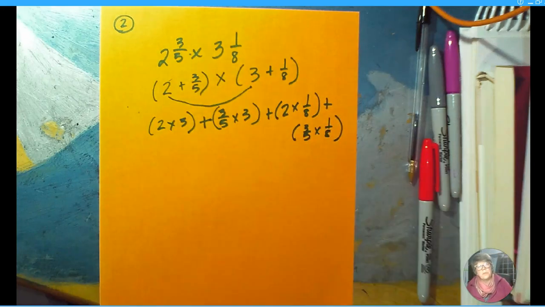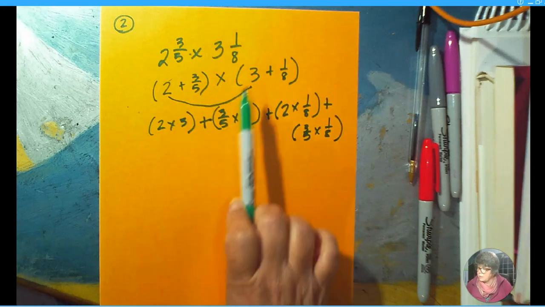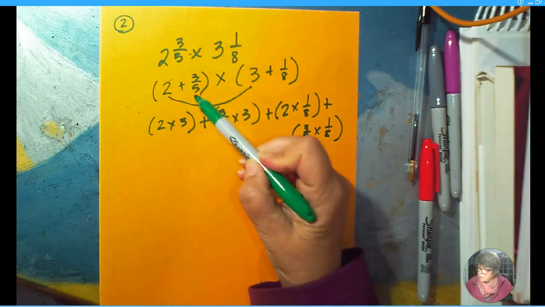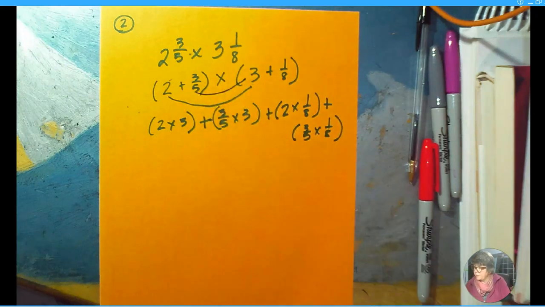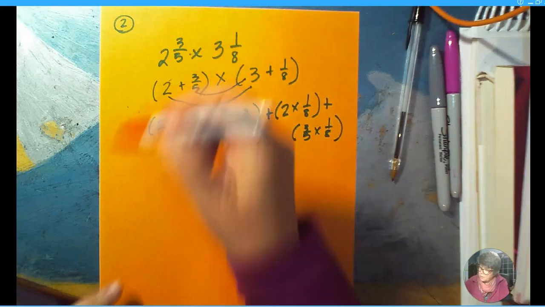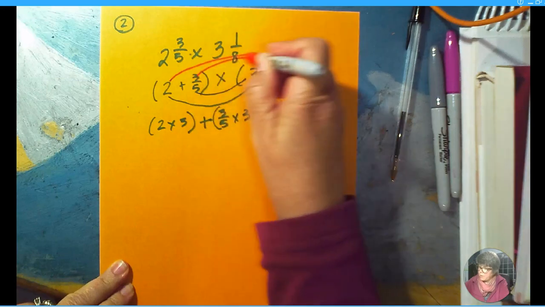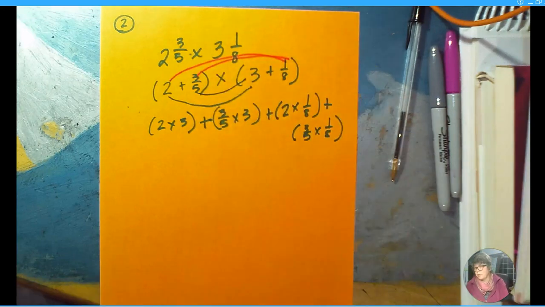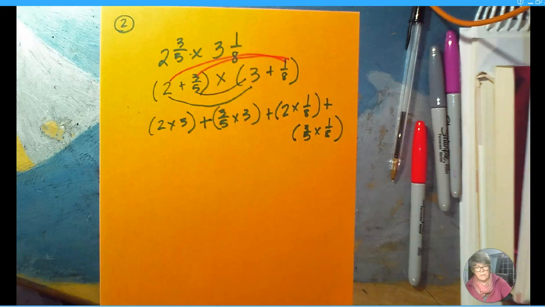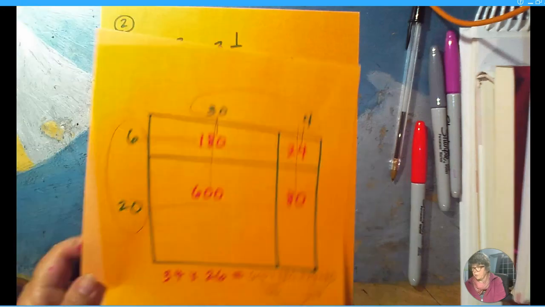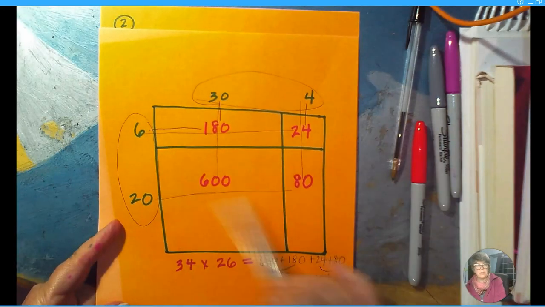Okay, so one of the hardest parts of the break apart and distribute is that you make sure that everything gets multiplied by everything. You don't stop too early, right? So you noticed I did 2 times 3, and then 3/5 times 3. And then let me get a different color, and I'll show you 2 times 1/8 and 3/5 times 1/8. Okay, so you want to make sure that you get all the parts. Maybe it's making you think about that area model, right? Where you're taking all the parts and multiplying them by each other.